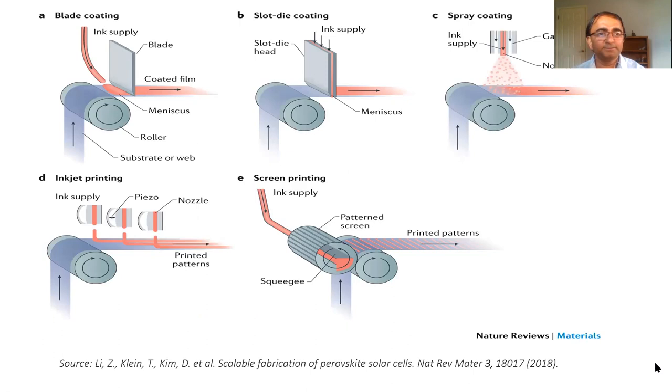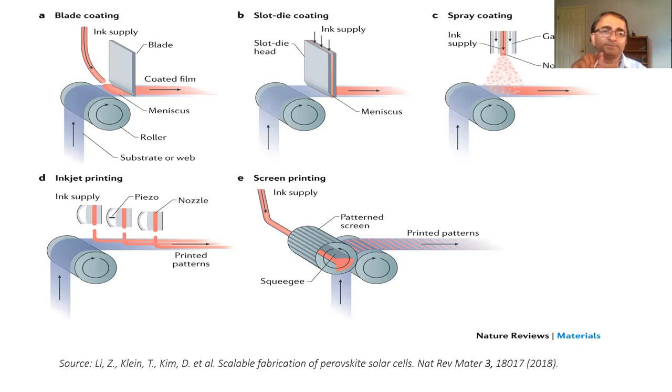This is a blade coating technique. In this technique, what we'll do, we'll put ink of the material on the substrate, and this is the blade. We'll move the blade or the substrate, okay? And the gap between blade and substrate, you have to choose in microns, whatever you want.